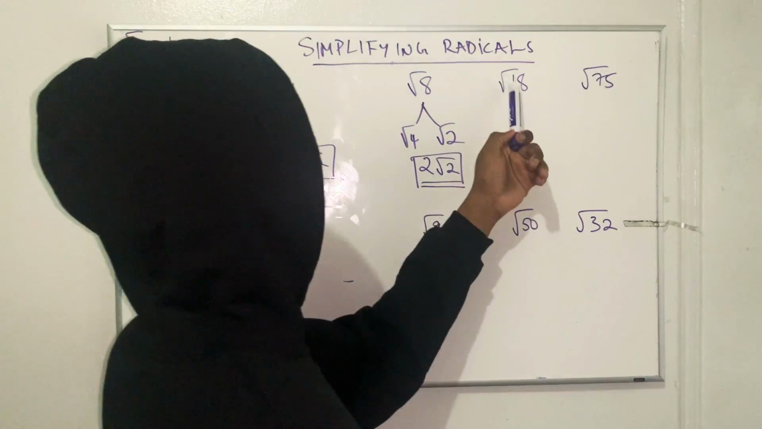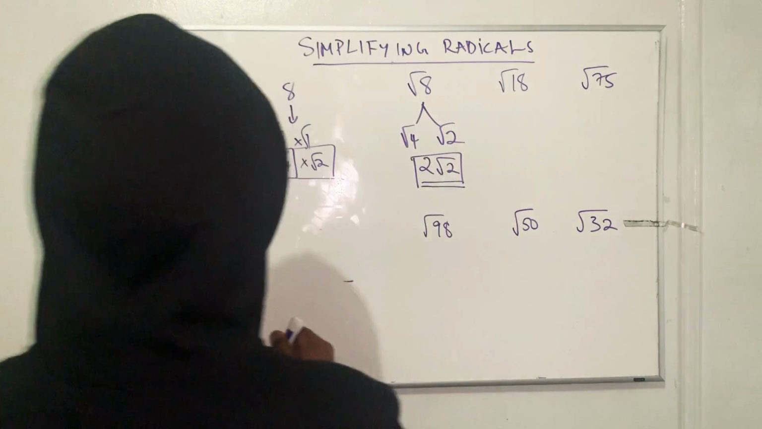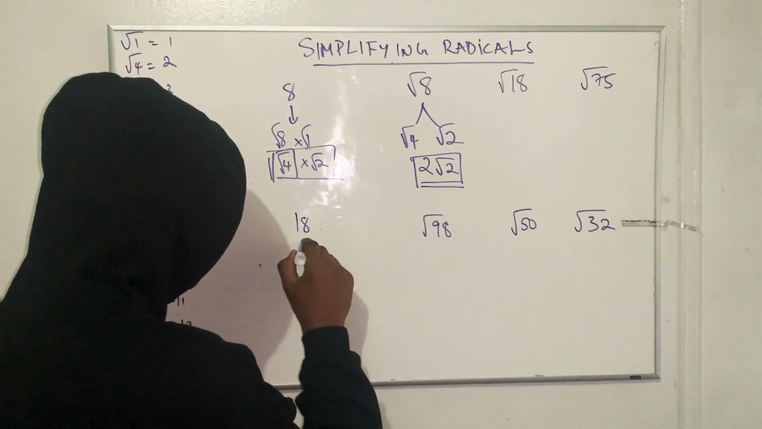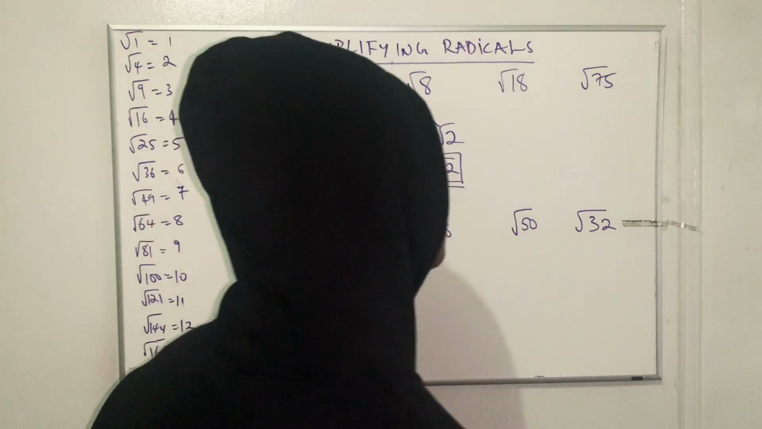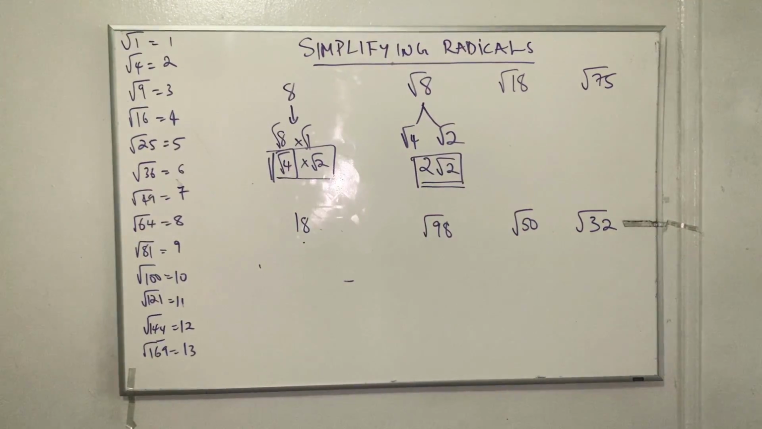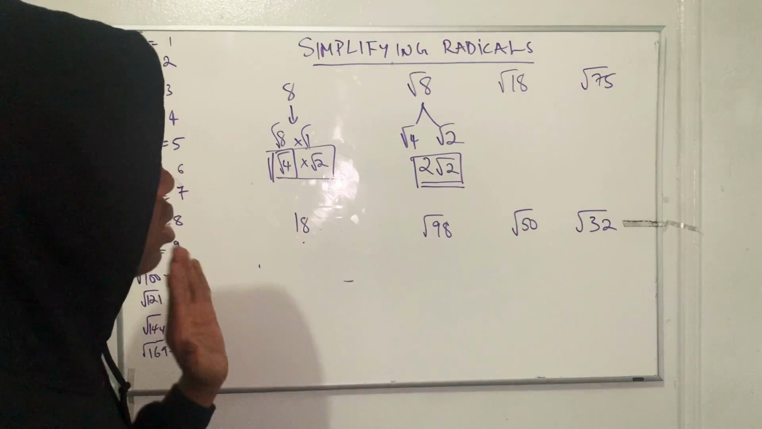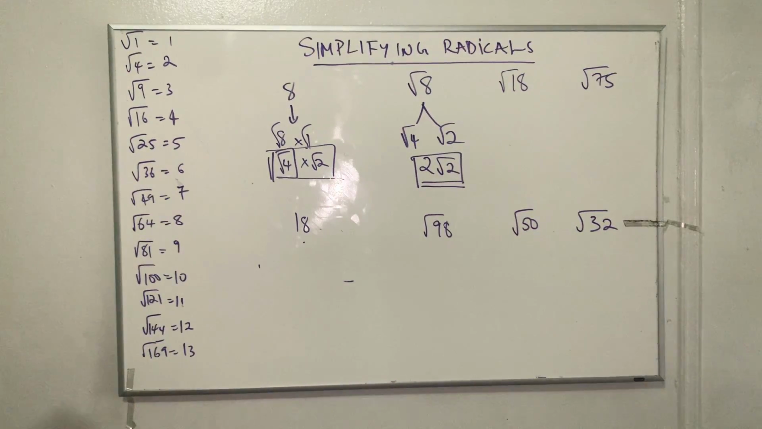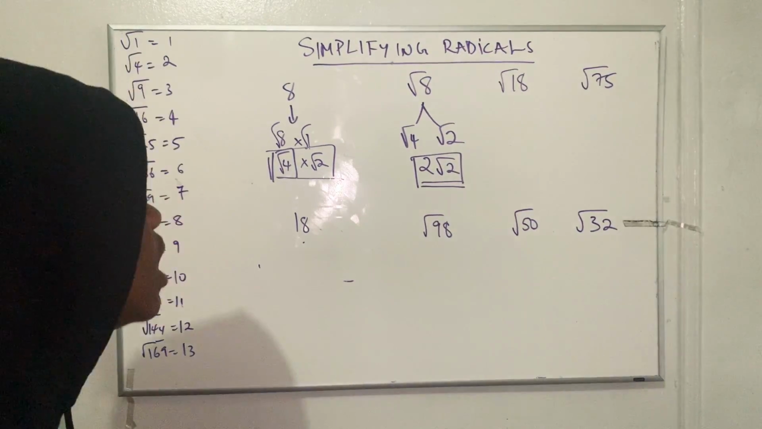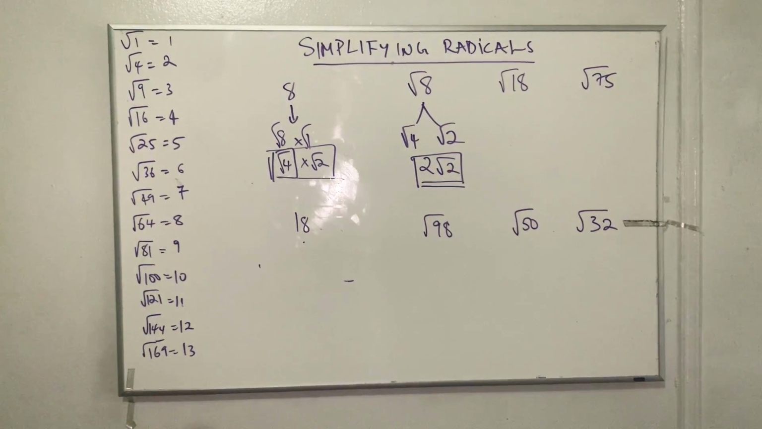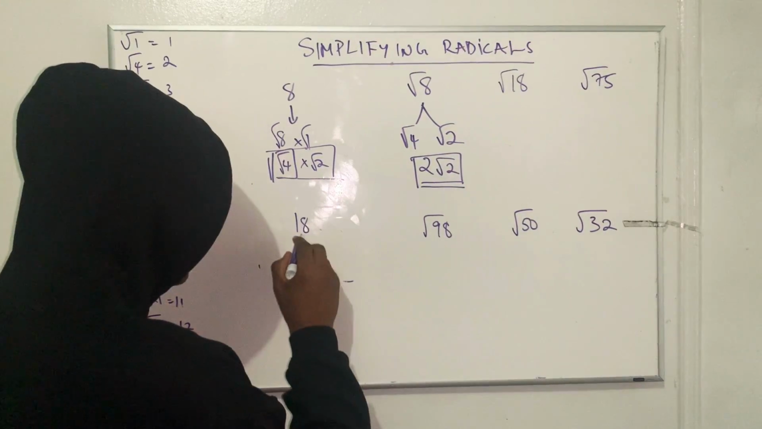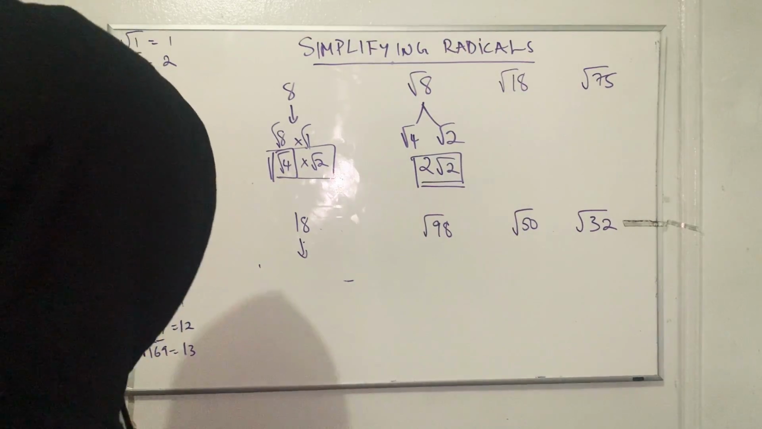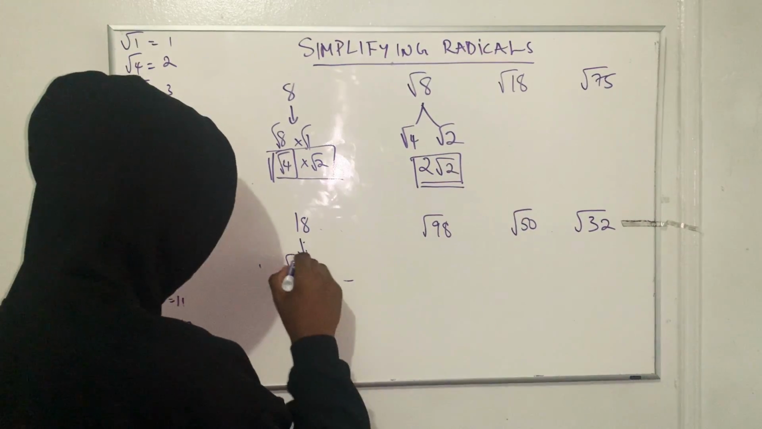So let's take this one. This is interesting. I'm going to write root 18. First of all, you have to make sure 18 is not a perfect square. If it is a perfect square, there's no point in doing this, because the perfect square gives you an answer. 18 is not part of my perfect squares, but let's try and see whether we can simplify it. What are the numbers that multiply each other to get 18, the factors of 18? So we have 18 and 1.